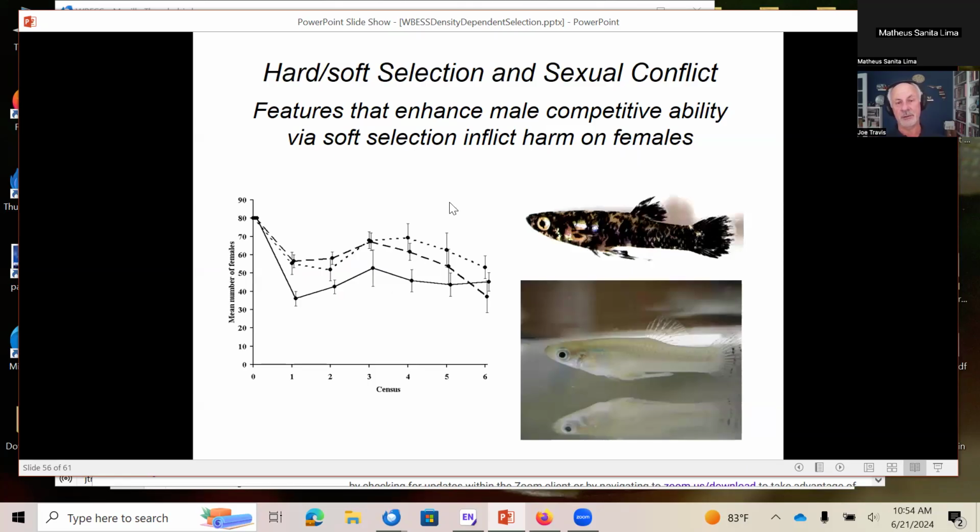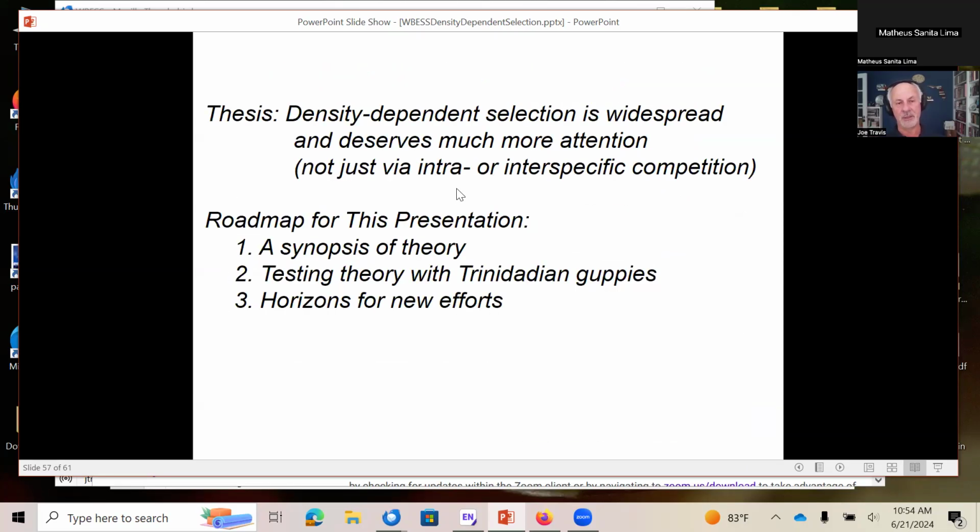This is, by the way, largely an unexplored area. Well, I've given you a synopsis of theory. I showed you how we could test it with Trinidadian guppies. I've offered some horizons for new efforts. And I've argued my thesis that density-dependent selection is widespread and deserves a lot more attention, and not just in the context of intra or interspecific competition. It is a very general theory, it's a very profound theory, and I think it deserves a lot more attention. And there are some areas that are relatively unexplored.